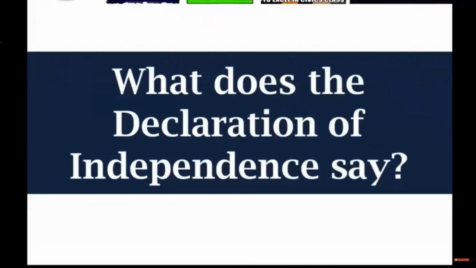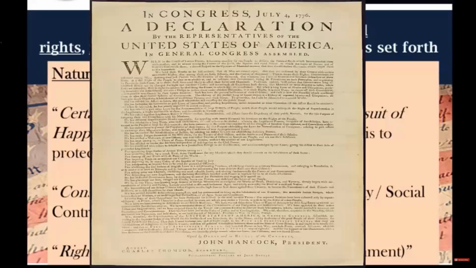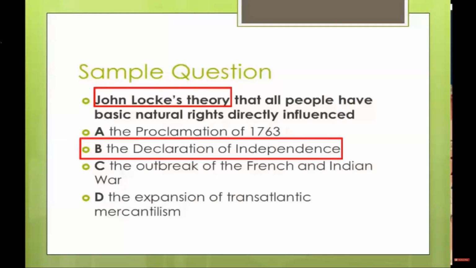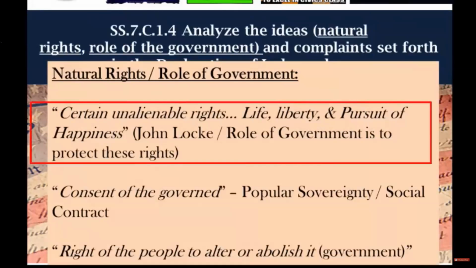What does the Declaration of Independence say? You don't have to know exactly word for word what the Declaration says, but there are some different sections that you have to be familiar with. The first is the natural rights / role of government section. And again, you have to remember that this is the section that was inspired by John Locke. Whereas John Locke said the purpose of government is to protect life, liberty, and property, Thomas Jefferson changed that, some would say plagiarized that, to be life, liberty, and the pursuit of happiness. This is why we have government.